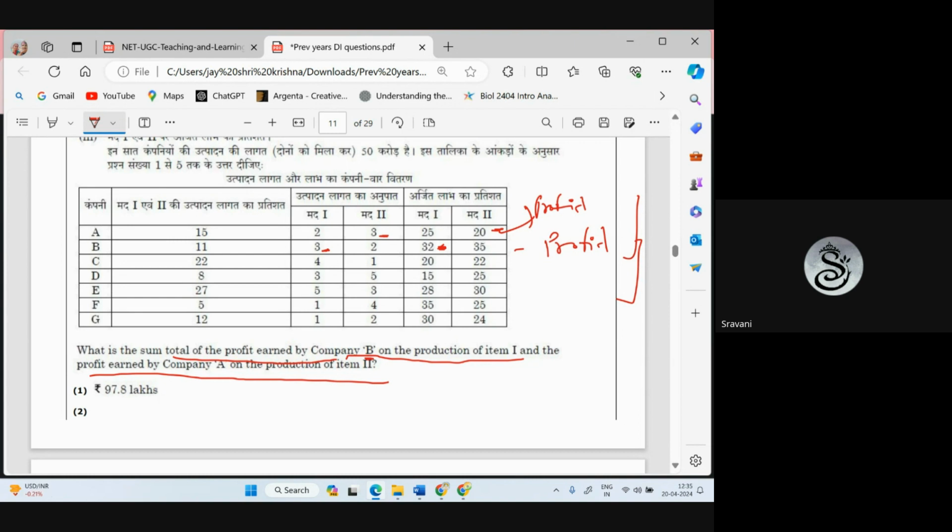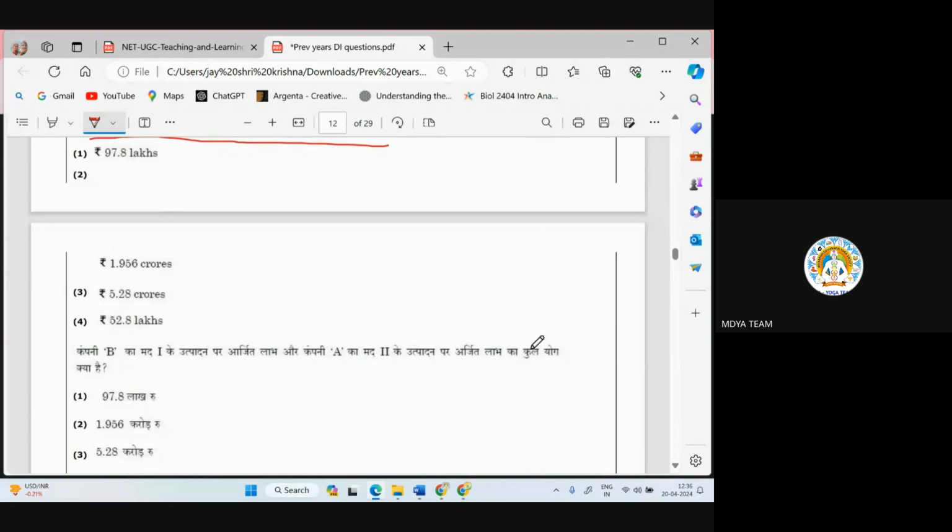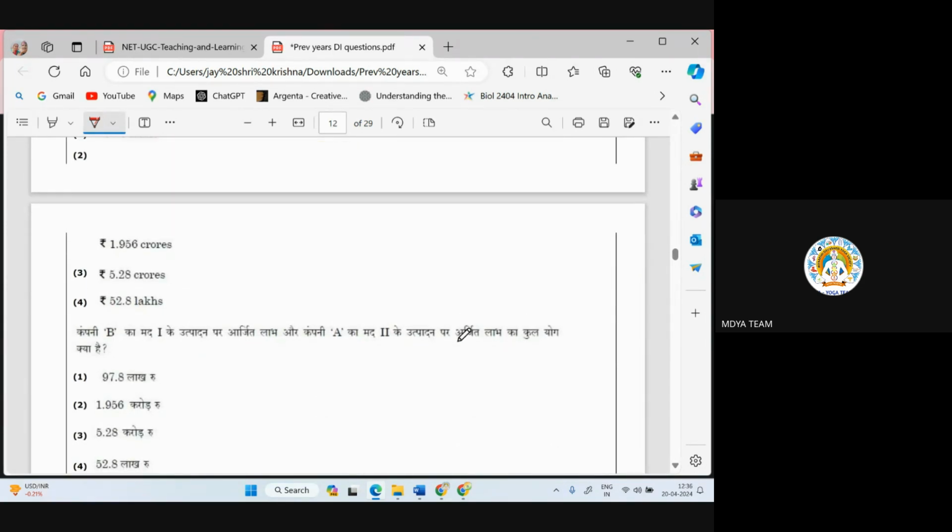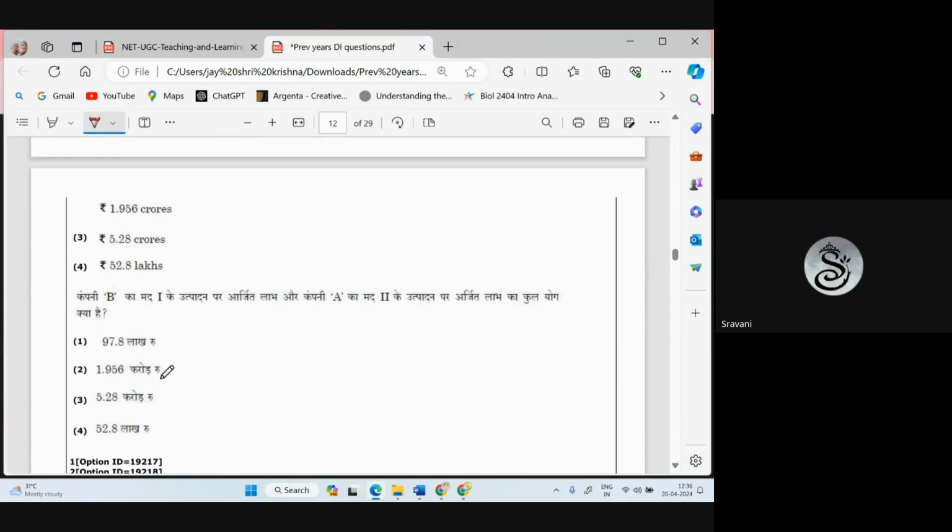So I got nearly 1.956, around 2 lakh. 1.904. Yes, sir. 1.904. Okay, just a minute. 1.904 means 1.956, around 1.95. Okay, around this.